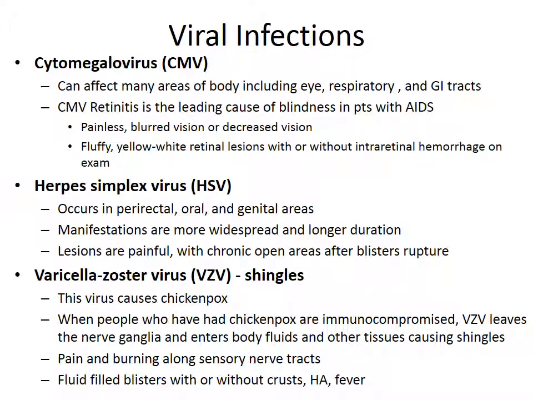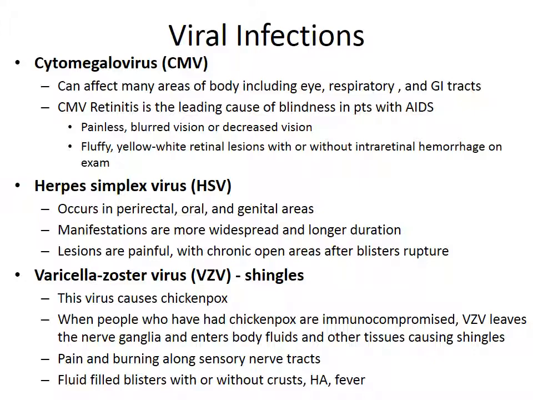Viral infections such as cytomegalovirus, CMV, can affect many areas of the body, including the eye, the respiratory, and GI tracts. CMV retinitis is the leading cause of blindness in patients with AIDS. It's painless, blurred or decreased vision, with a fluffy yellow-white retinal lesion with or without intraretinal hemorrhage on exam.